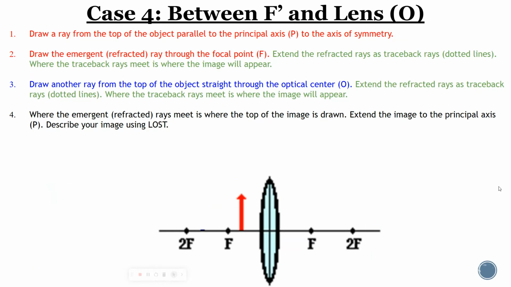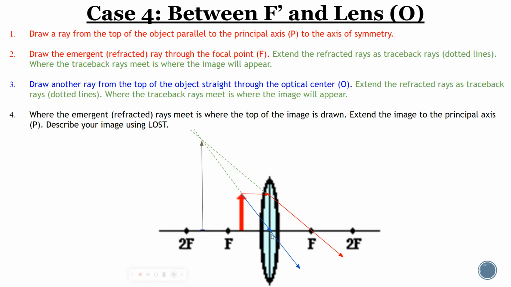Next, we'll do the case where we have the object in between f and the lens, so in between f and the optical center. We'll do a ray that goes parallel to the principal axis and then through the focal point. And then we'll do a ray that goes through the optical center. And you'll notice that the refracted rays actually never cross here. They look like they're actually moving away from each other. But if you remember, you can always do traceback rays. And right here, where the tracebacks meet, that's where your image is going to be.